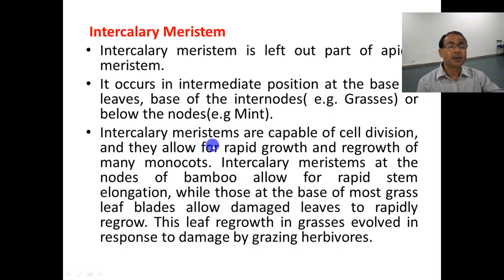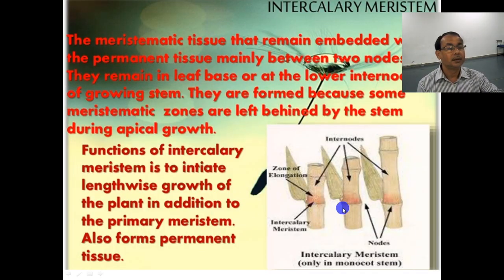Intercalary meristems are capable of cell division. They allow for rapid growth and regrowth of many monocots. Exclusively in the case of monocots you find intercalary meristems. Intercalary meristems at the nodes of bamboo allow for rapid stem elongation. This is the position of intercalary meristem. So that will allow the rapid elongation to take place in the internodal region.